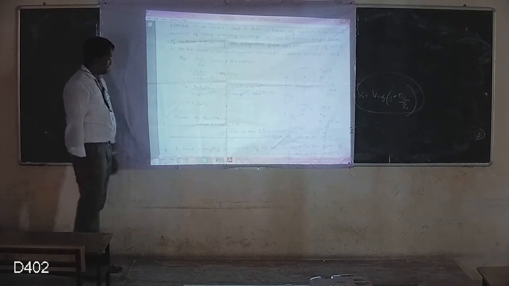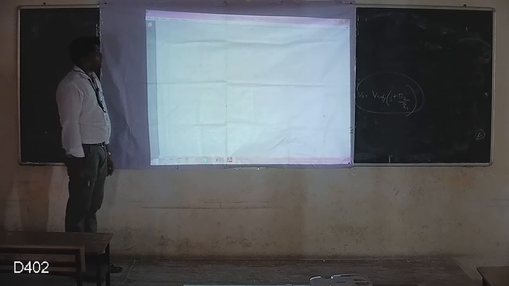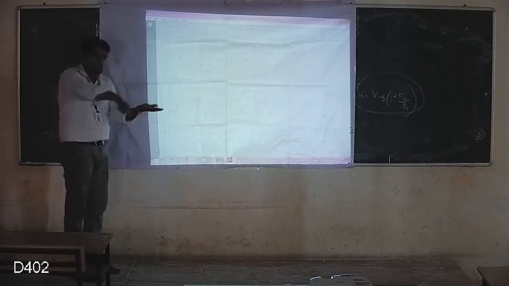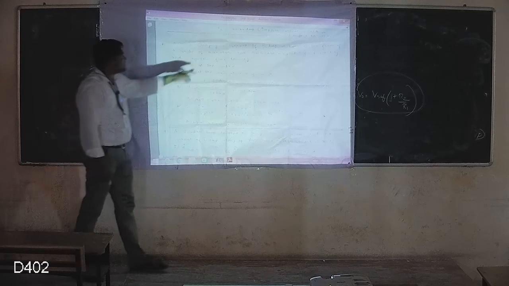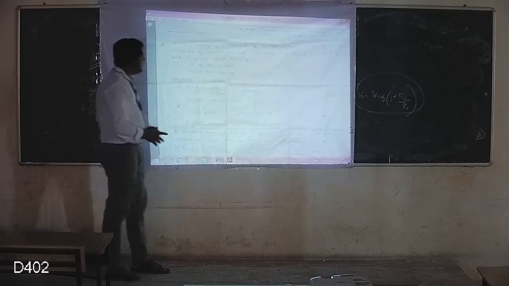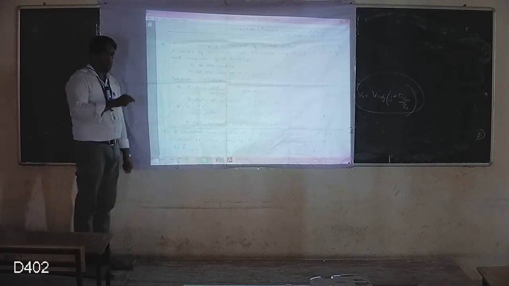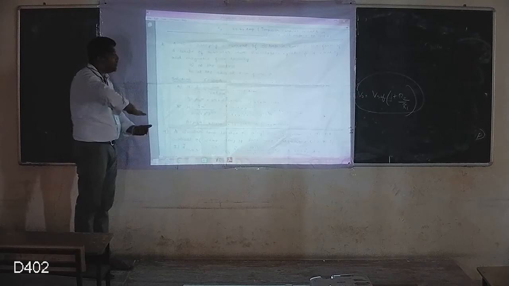So next problem. A wire carrying a current of 100 ampere is bent in the form of a circle. Again, the problem is based on a circle. The radius of the circle is 5 centimeter. Diameter is 10, radius is 5 centimeter. Calculate the magnetic field intensity at the center and magnetic flux density at the axis and at 12 centimeter from it.